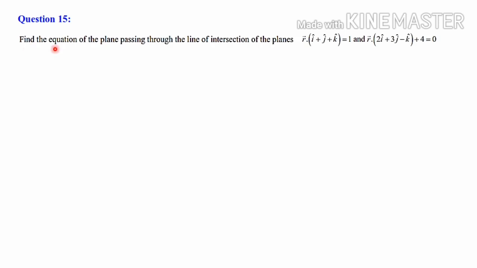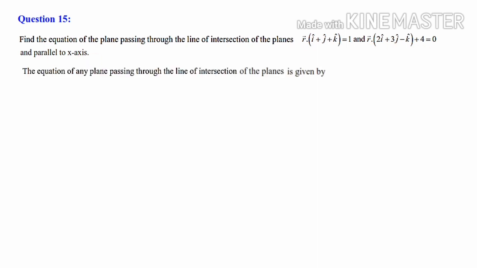Next we shall discuss question number 15. The question is, find the equation of the plane passing through the line of intersection of the planes vector r dot i cap plus j cap plus k cap is equal to 1 and vector r dot 2 i cap plus 3 j cap minus k cap plus 4 is equal to 0 and parallel to x-axis. We are asked to find out the equation of the plane passing through the line of intersection of these two planes, and the required plane is parallel to x-axis as well.